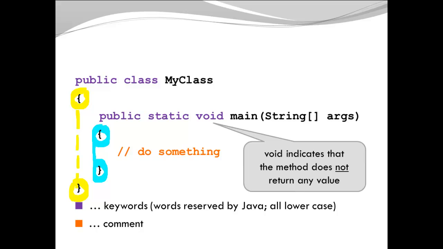Here, for example, I'm pointing out one of the keywords. It is void. Void indicates that a method does not return any value. Each of those keywords has its special meaning. We're going to point them out over the next lectures.